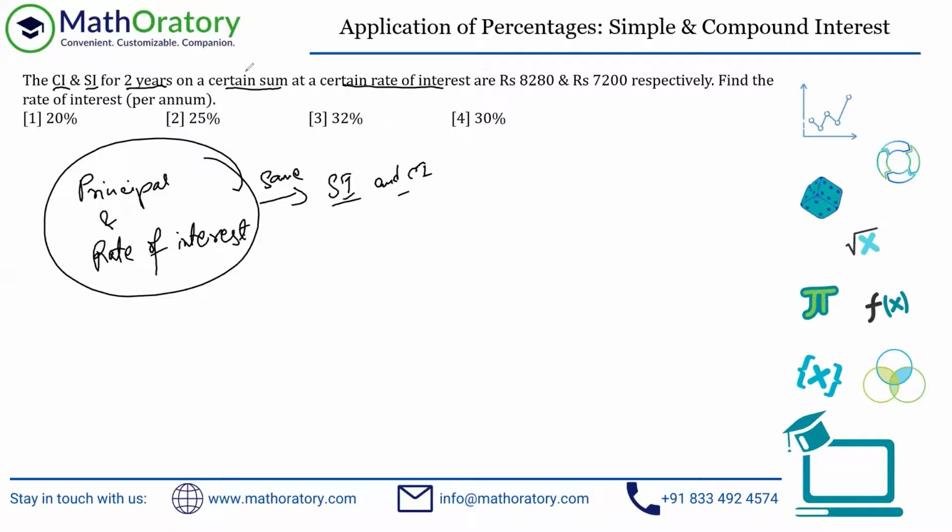Okay, now let's carry on with it. So the CI is 8280 and the SI is 7200. This is for 2 years, right? Now, the first thing that should automatically happen, I mean, you don't have to think anything about it. If the SI or the simple interest for 2 years is 7200, one thing you should by default understand, I mean, this is something that should happen while you're reading the question any which way. So for 1 year, it should be 3600.